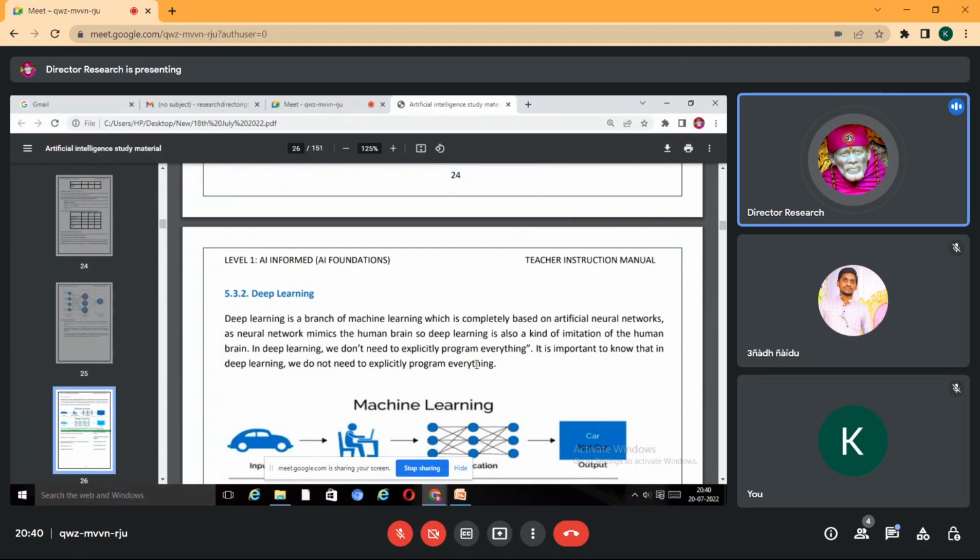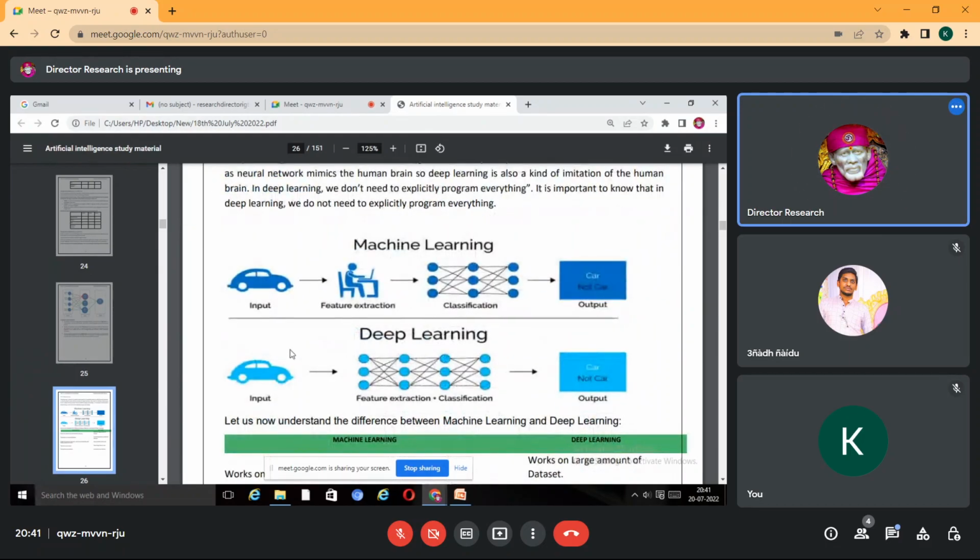What is deep learning? Deep learning is a branch of machine learning which is completely based on artificial neural networks. The neural network mimics the human brain, so deep learning is also a kind of imitation of the human brain. It is important to know that in deep learning, we don't need to explicitly program anything.